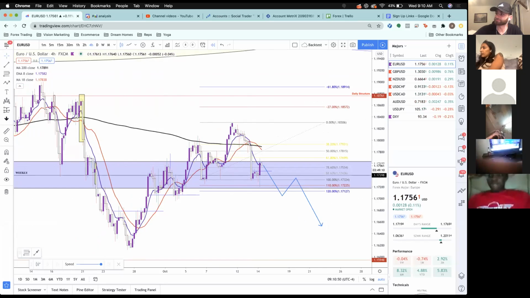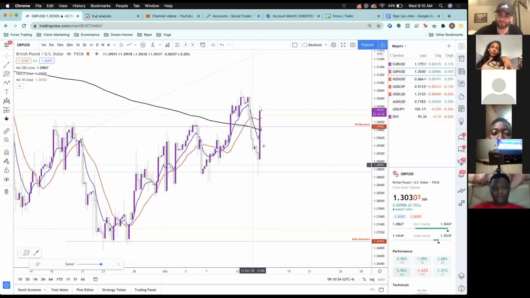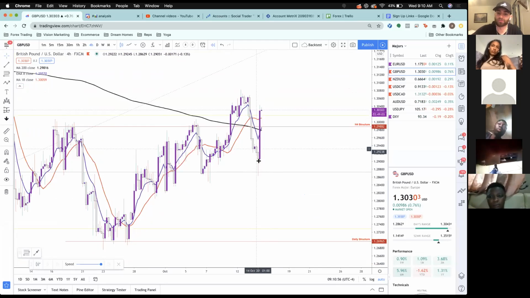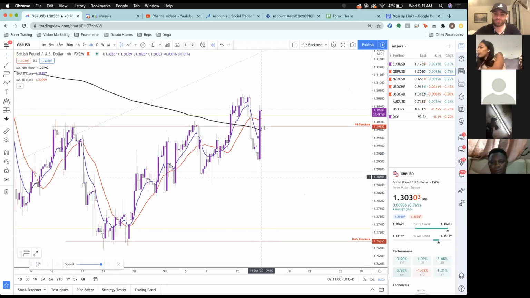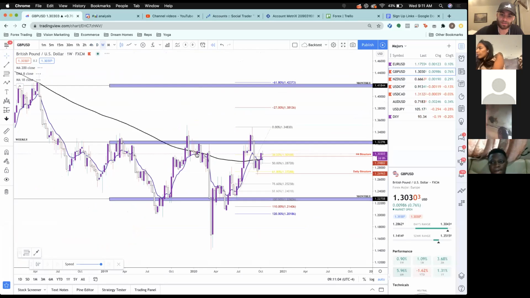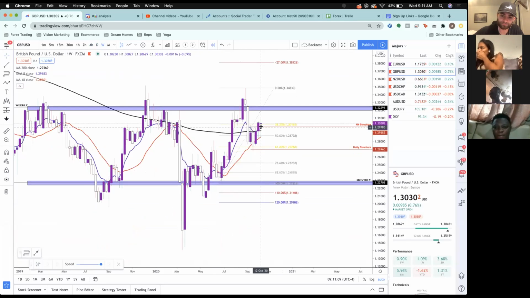So let's go now to GU. As we can see, GU reacted a little bit more aggressively than EU with this dollar weakness, pushed up pretty aggressively right here. So let's go back. Let's go all the way up to the weekly time frame.